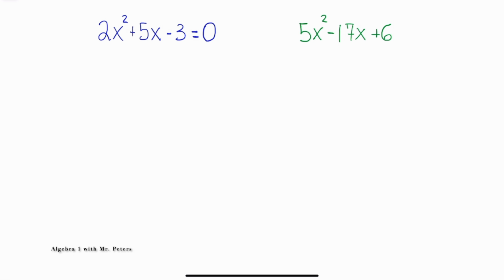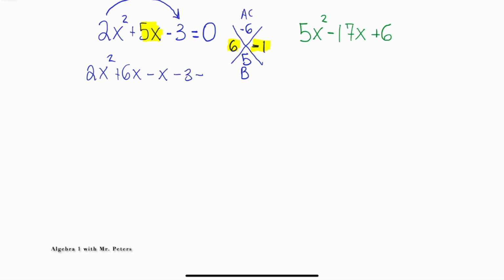Method number 4 is going to be the AC method. And this is very similar to the slip and slide method. So we're going to multiply a and c to get negative 6. And we know that the two factors we choose are going to have to add to give us our b term, which is 5. So the factors we're going to use are positive 6 and negative 1. And what we want to do to factor is substitute 5x with our two new factors. So we rewrite this as 2x squared plus 6x minus x minus 3 is equal to 0.